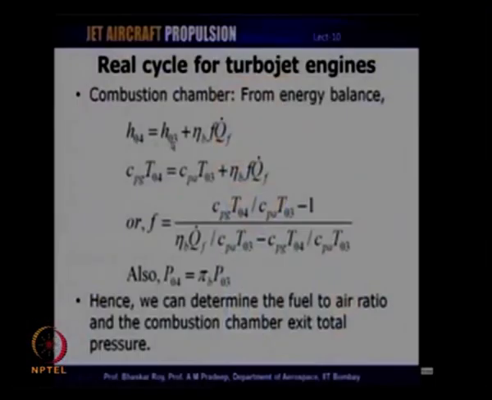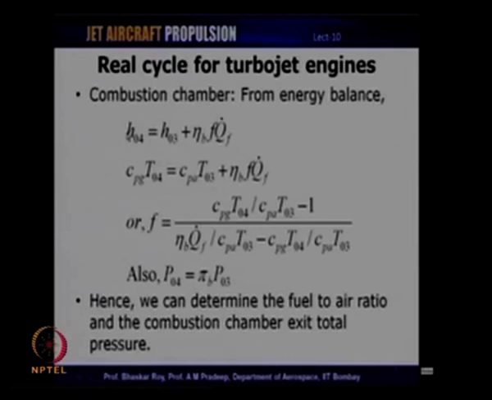Based on this we can carry out an energy balance, and therefore we can calculate how much fuel is to be added in the combustion chamber if these parameters are fixed. So, from the energy balance we get H04, which is the combustion chamber exit stagnation enthalpy, equal to H03, which is the inlet stagnation enthalpy, plus eta b, which is the burner efficiency or combustion chamber efficiency, multiplied by F, that is the fuel to air ratio, and the fuel property, that is Q dot F, the calorific value of the fuel.